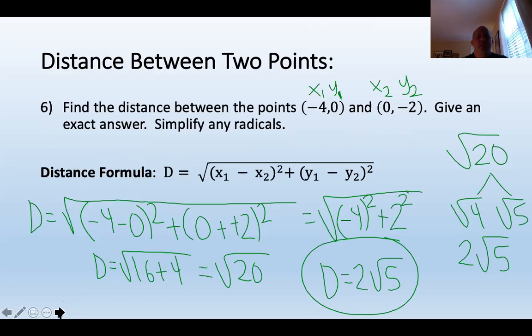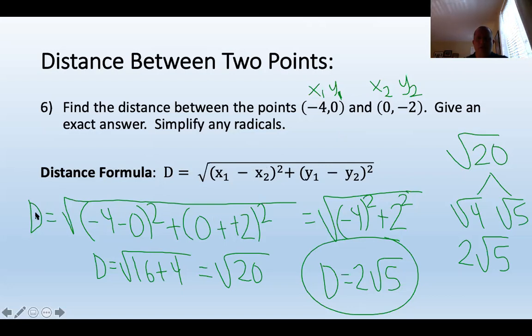The next problem states, find the distance between the points (-4, 0) and (0, -2). Give an exact answer. So we don't want to get a decimal for our answer. We want an exact answer, and we're going to simplify any radicals. Now, the distance formula is d equals the square root of parentheses x1 minus x2 squared plus parentheses y1 minus y2 squared. Now, we want to plug our x1, y1, and our x2, y2 in for those numbers.